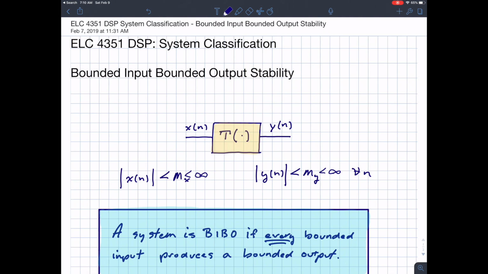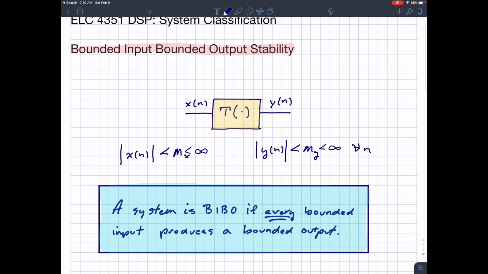Okay, this video is about system classification. In this particular case, we're looking at bounded input, bounded output stability. The first thing I'm going to do here is talk about the definition. We're talking about the system that acts on the signal x. So x is the input, y is the output, and T is the system that transforms the input to an output.